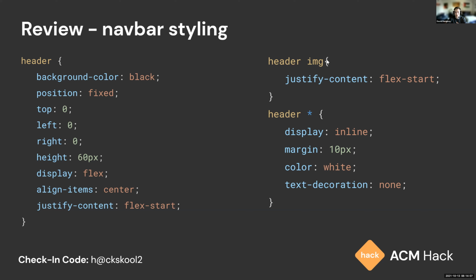But all you've got to know for sure is that these selectors indicate that you're specifically operating on images inside of the header tag. And then header star. Similar to image, star is a catch-all. So instead of just an image, for example, every single element inside of a header is going to have these attributes as well. So display inline, margins, color, etc. This is how attributes inside of the header are going to be styled specifically.